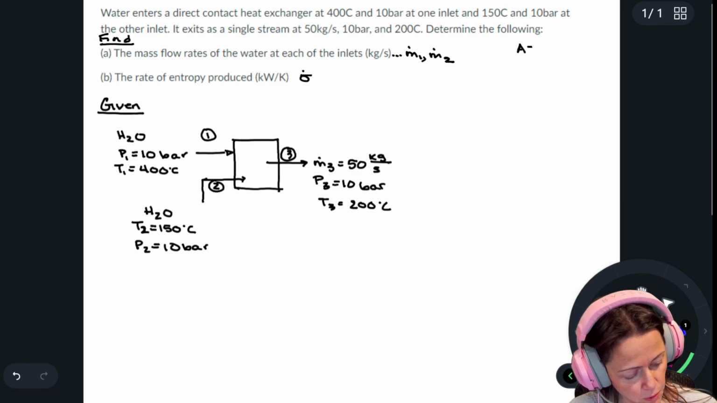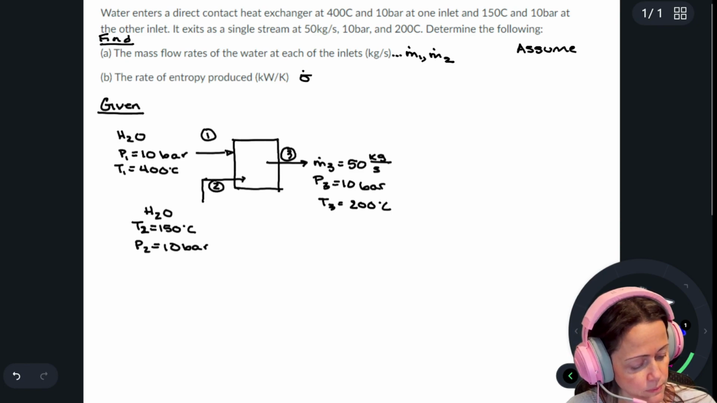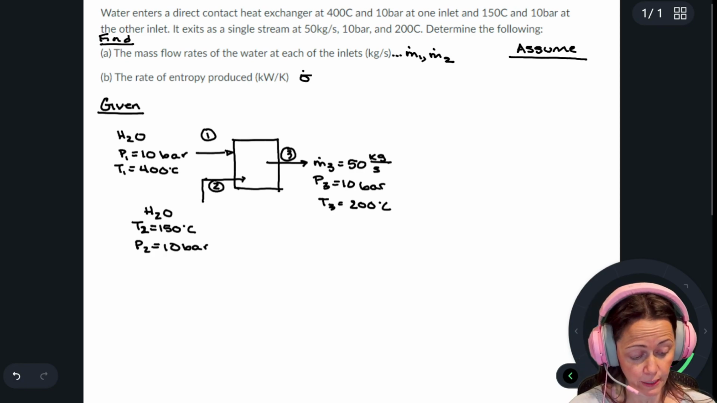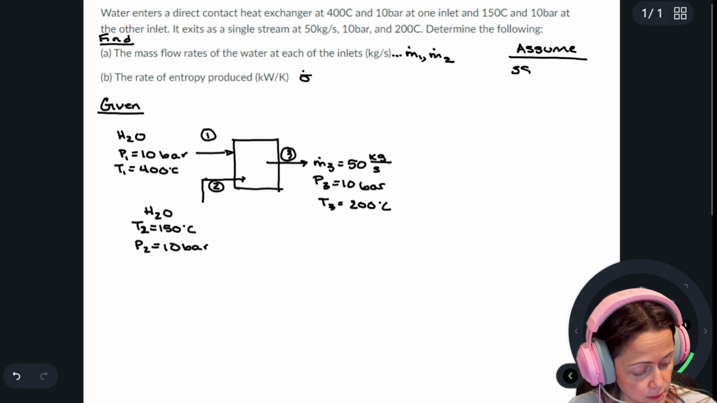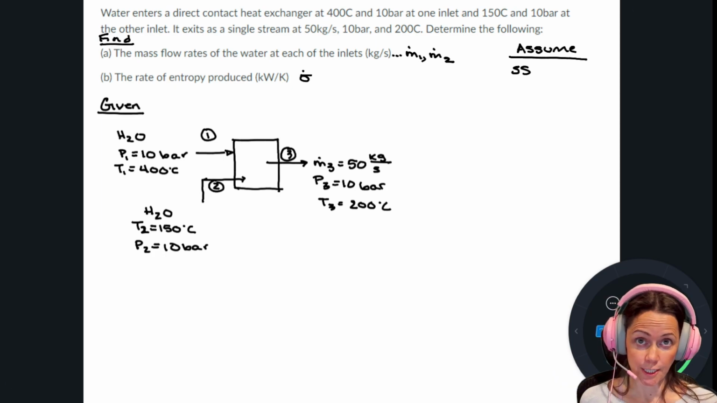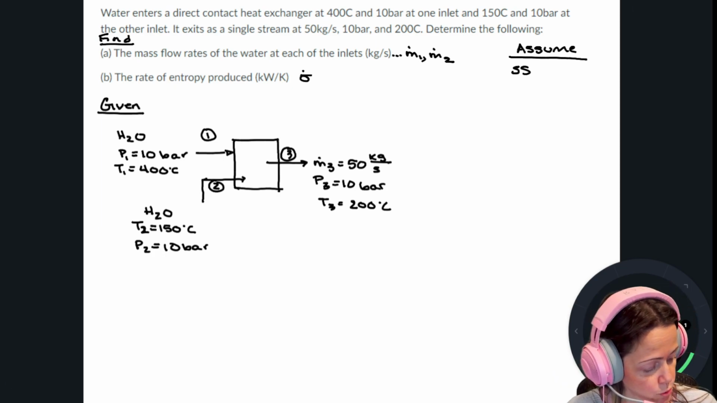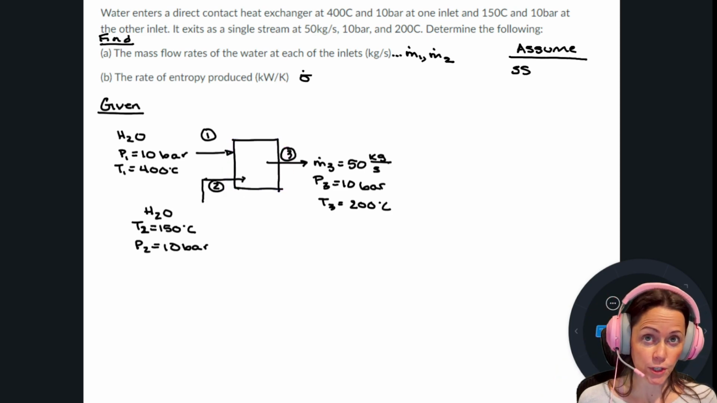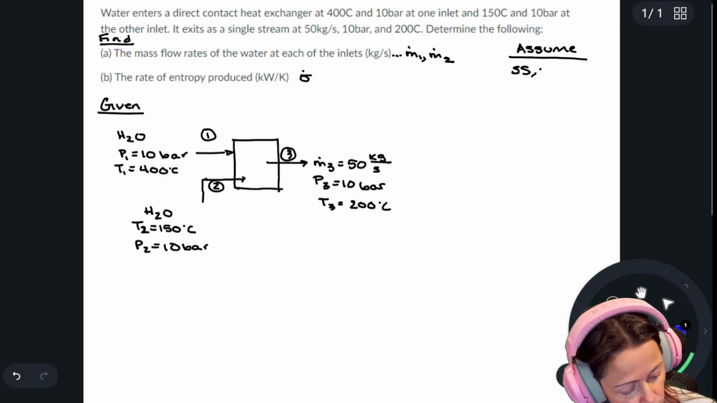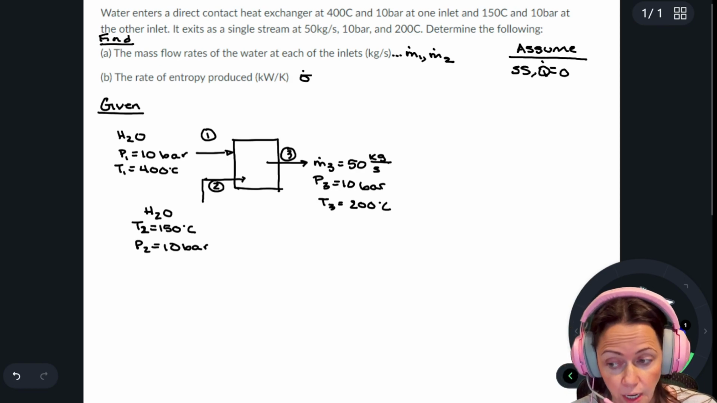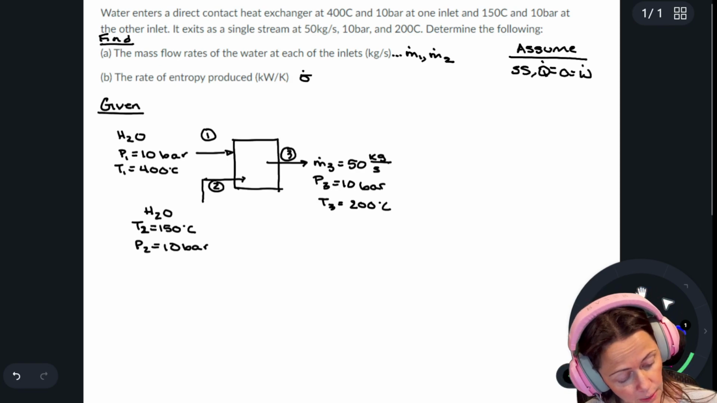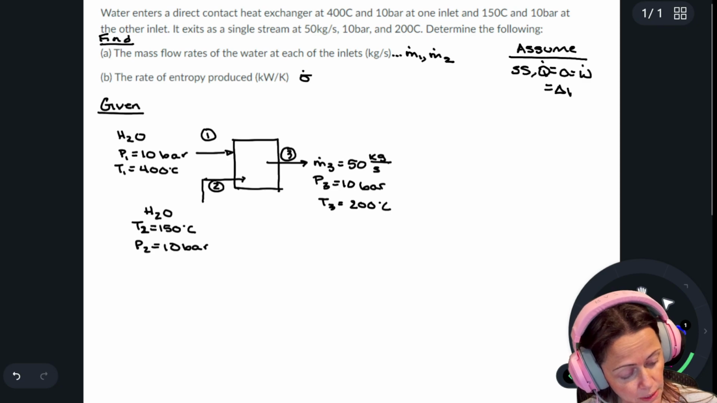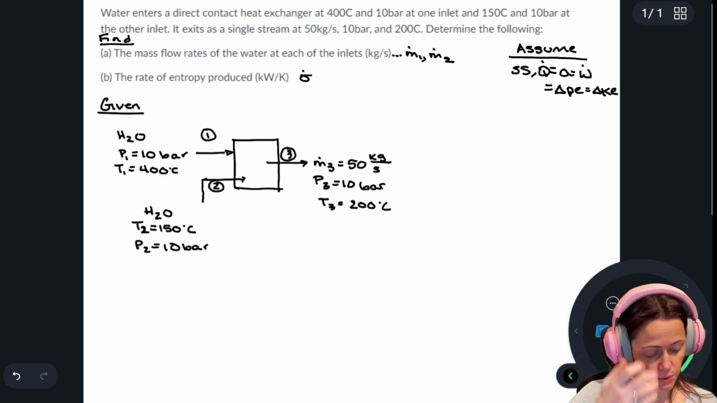All right, and I'll throw my assumptions over here. So the typical assumptions that I make: steady state, and this is a direct contact heat exchanger. So if we drew our control volume around this whole thing, the whole thing is going to be insulated because you only want heat to be exchanged between those streams. So my Q dot is equal to 0, my W dot is equal to 0. And then my changes in potential and kinetic energy are all equal to 0.